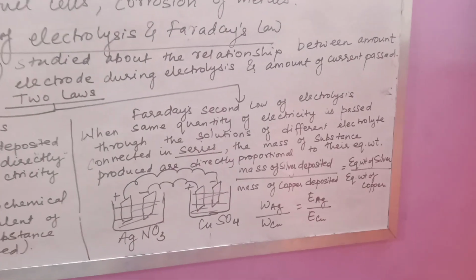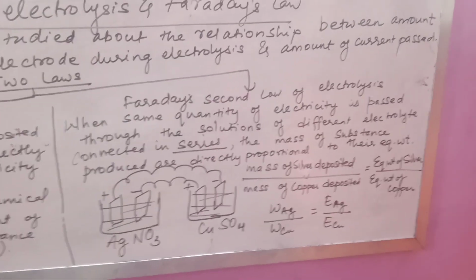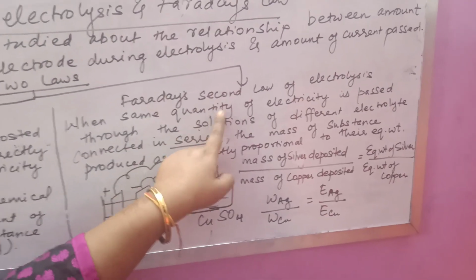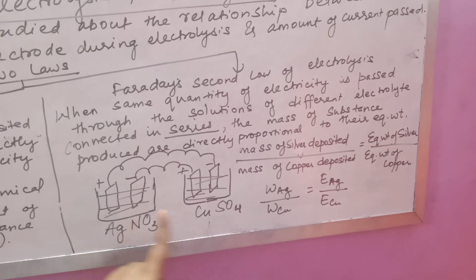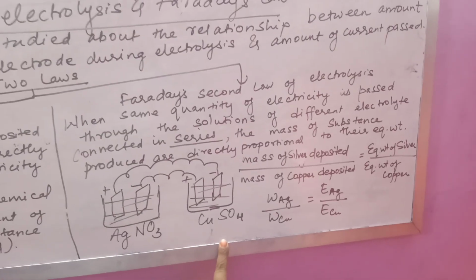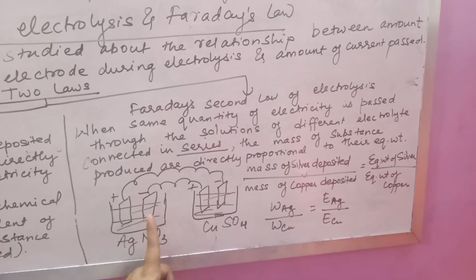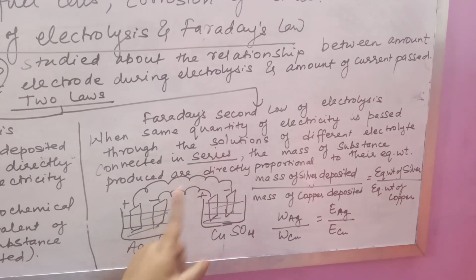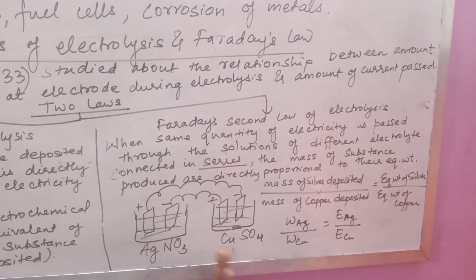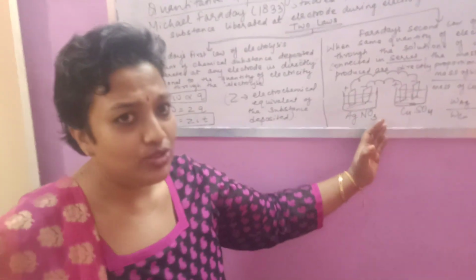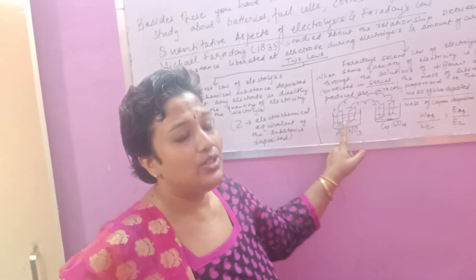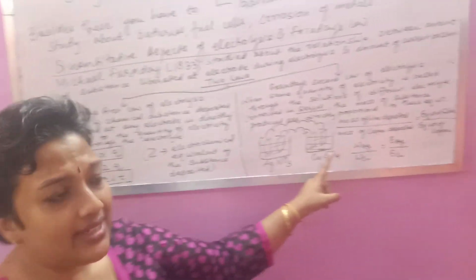Now come to the next law, the second law of electrolysis, in which the same quantity of electricity is passed through different solutions. One solution is of AgNO3, the other electrolyte is CuSO4, and both the vessels are connected in series. You can take n number of cells in series, not only 2, you can take 3, 4, many, but here I have taken only 2. Just understand that 2 or more cells are connected in series.